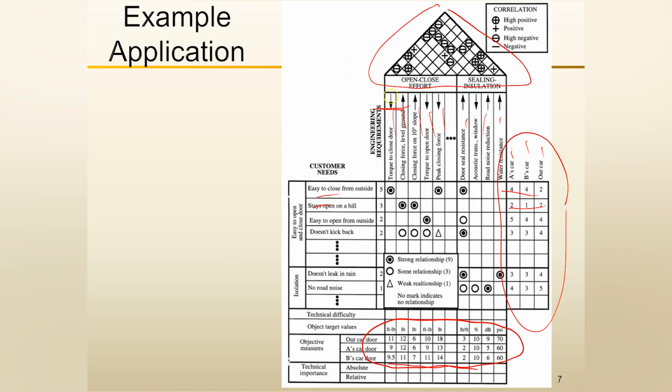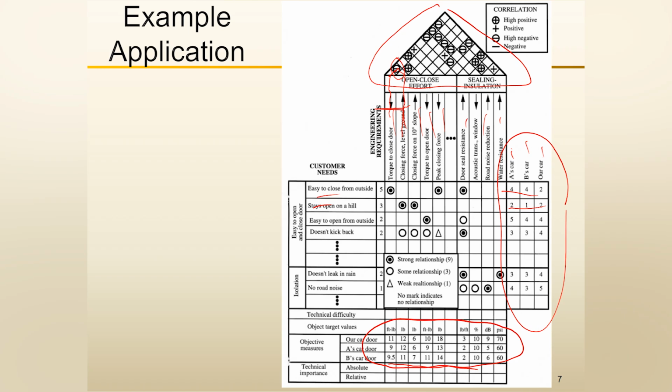So if you look at these first two, say torque to close door, you go up to this cell, and then you go down, and it's closing force. And so that cell represents the relationship between torque to close door and closing force. And in setting up the correlation matrix, you need to take into account the arrows or the directions for improvement for each of the performance parameters.